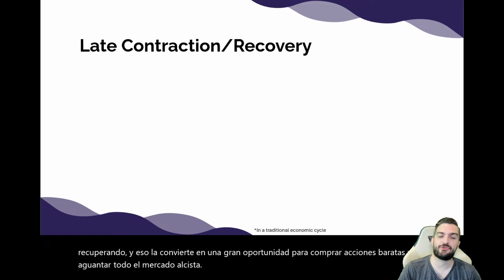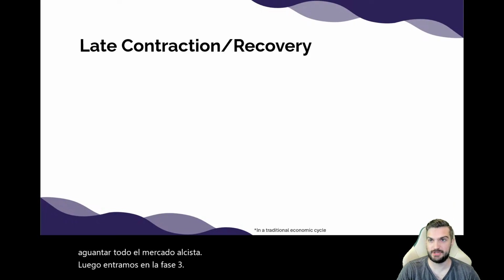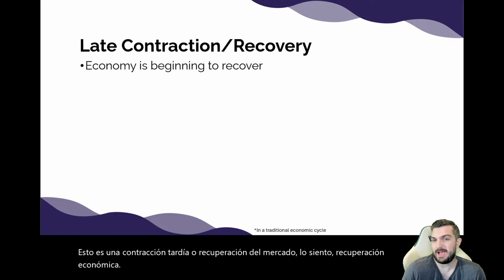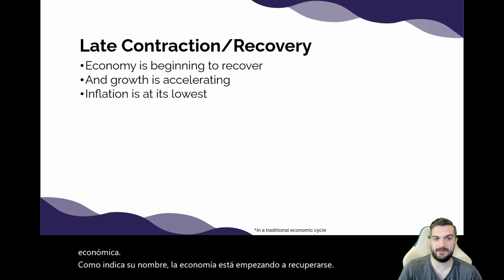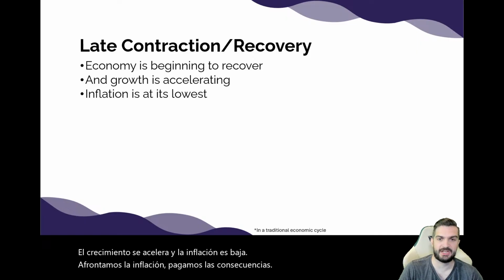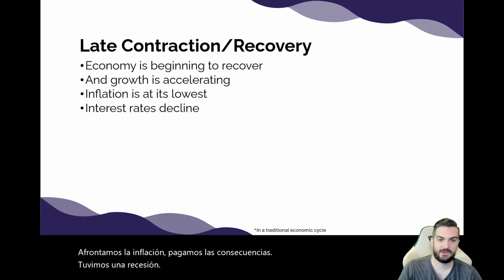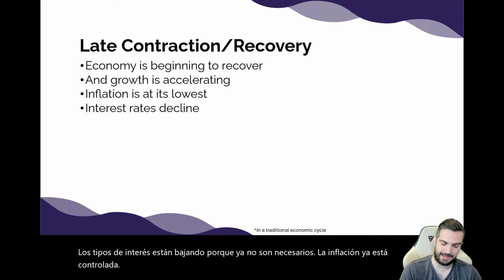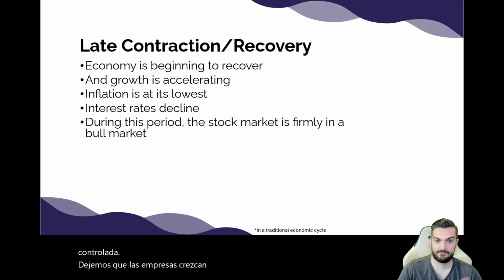Then we enter stage 3. This is late contraction or economic recovery. As the name says, the economy is starting to recover. Growth is accelerating, and inflation is low. We dealt with inflation, we paid the consequences, we had a recession, we're now coming out of it. Interest rates are going down because they're not needed anymore. Inflation's been dealt with. Let's let companies grow once again. Here, the stock market is firmly in a bull market.